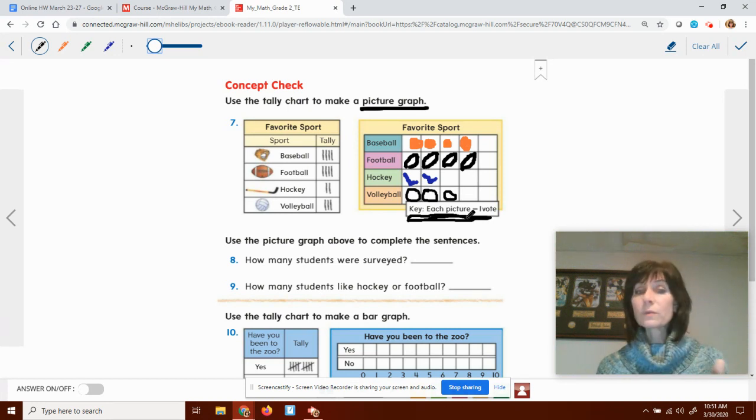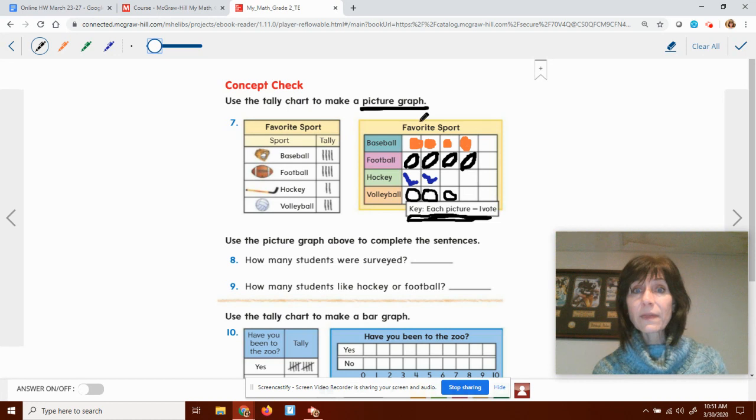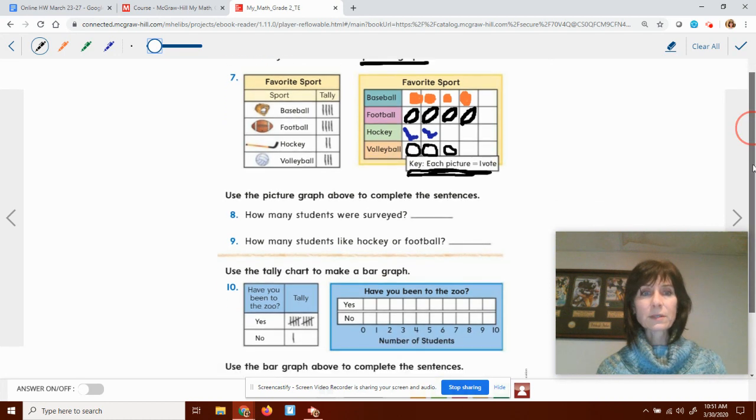I will tell you there are going to be times where it'll say key: each picture represents 2 votes. If that's the case, then this would not be 4. It would have been 2, 4, 6, 8. My hockey would have been 2, 4. But they're telling us in this particular picture that, yes, each picture is just 1 vote. Let's go down to the next part.